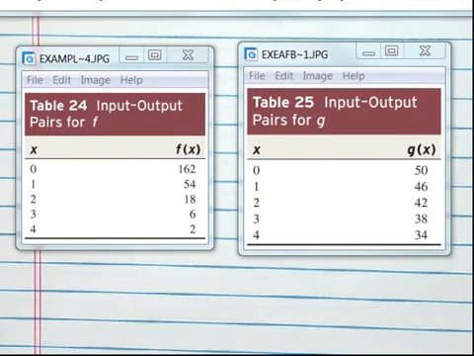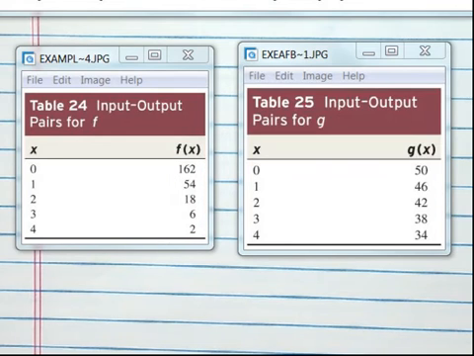Notice that in table 24, even though your x increases by 1 each time, your values are not reducing at a constant number. They're reducing at a multiple of a number. So you go from 162 down to 54. I don't know the difference, but notice down to 18, down to 6, down to 2. Those differences are different in each one.